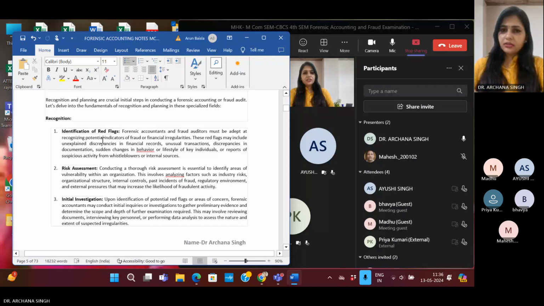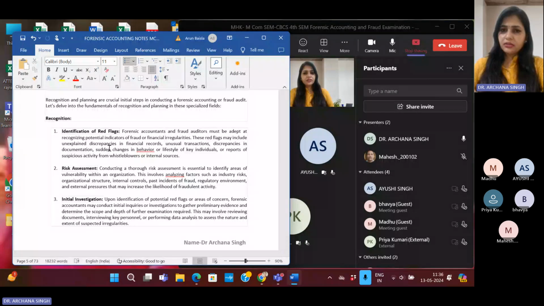or of suspicious activities from various internal sources or whistleblowers. So red flags they have to identify. So forensic accountants and fraud auditors must be adept at recognizing the potential indicators of frauds and financial irregularities. Okay, these red flags may include different types of frauds.